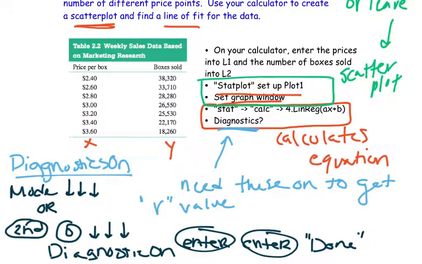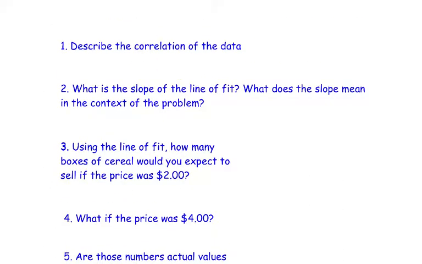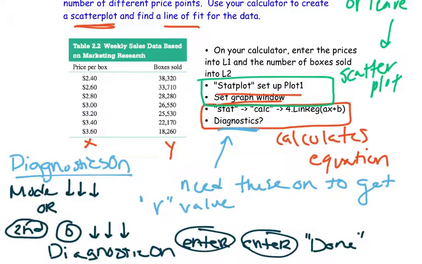Alright, so next thing is answering some of our questions. We're going to describe the correlation of the data. So what we're going to do over here is enter the prices into list 1 and list 2. This one right here is going to be list 1, and this one right here is going to be list 2. So how do you get to your list 1 and list 2? You need to go to the Stat button, and then select Edit, and then you will be at your lists.